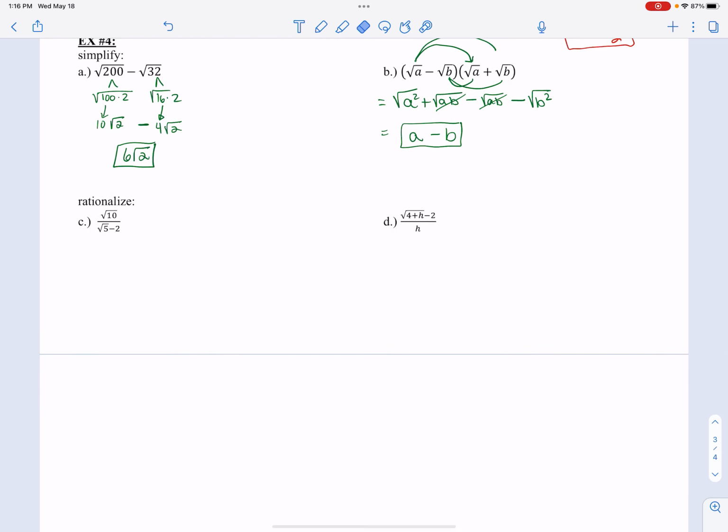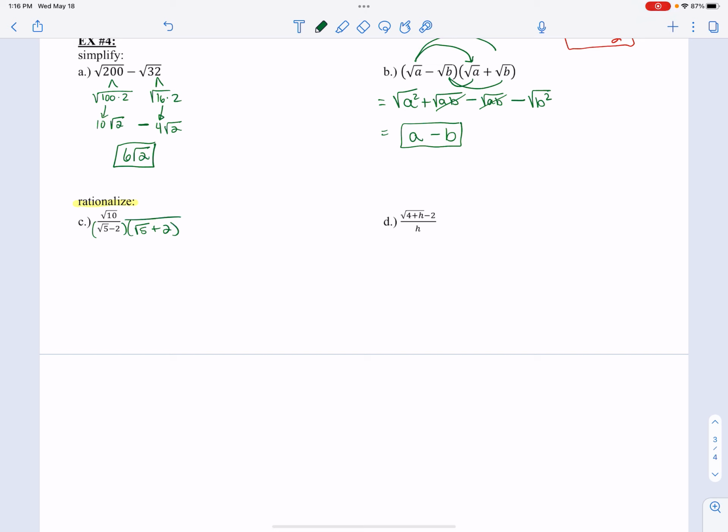So hopefully you remember the word rationalize. When we're rationalizing, you can rationalize either a numerator or denominator. It just means get the square root, the irrational number, out of the denominator or numerator. So on this first one, we're going to rationalize the denominator. And I would do that by multiplying by the conjugate.